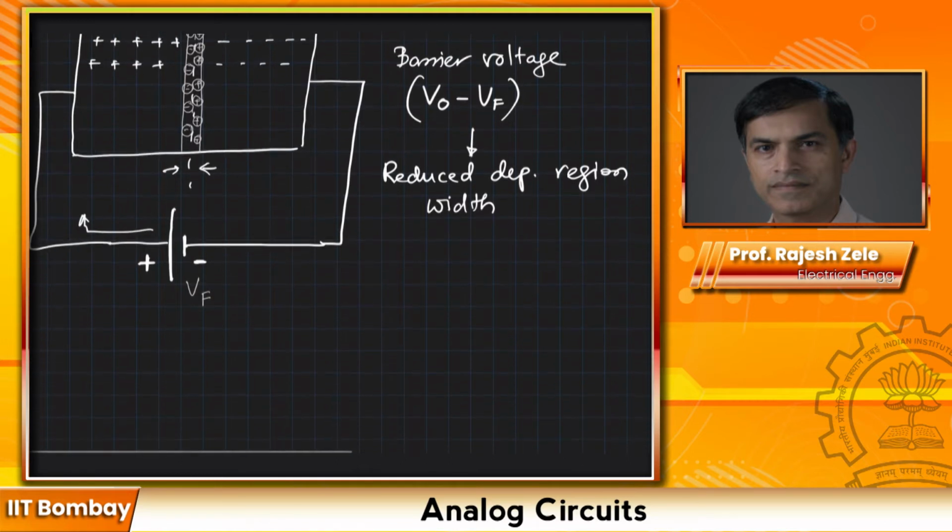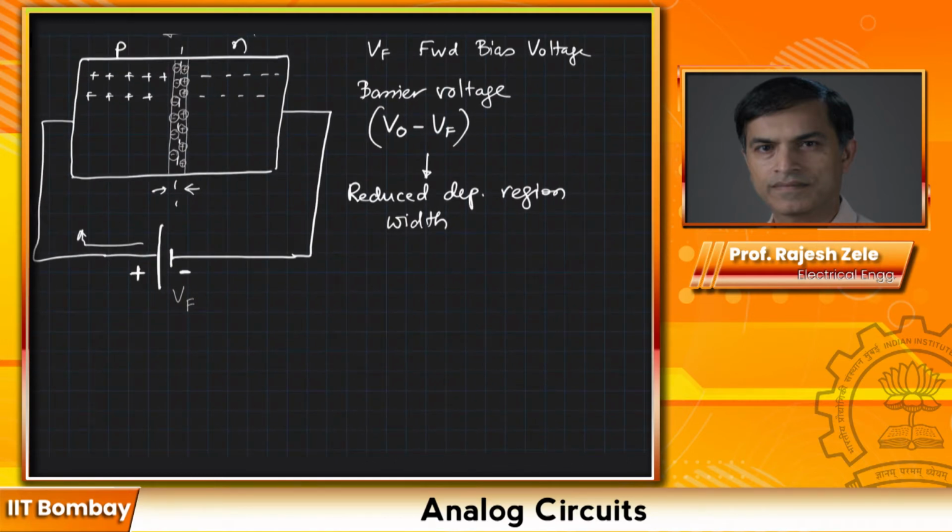And we can model this part, this both diffusion and drift, with a very simple equation. Okay. I is equal to IS, e to the power V divided by Vt, minus IS. I'm going to explain you all the terms. Okay.